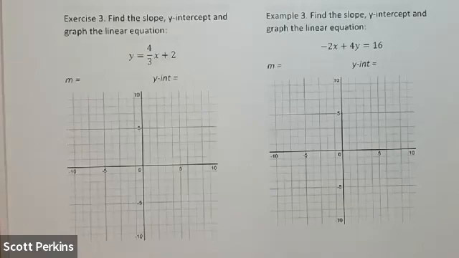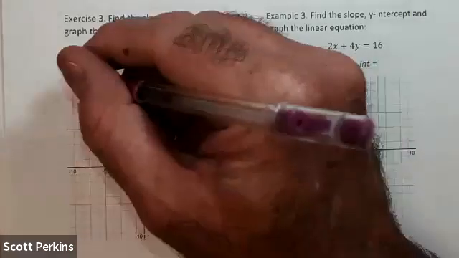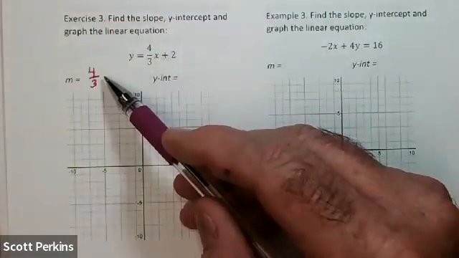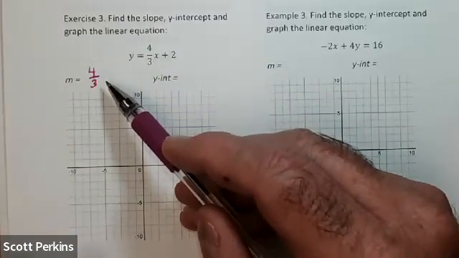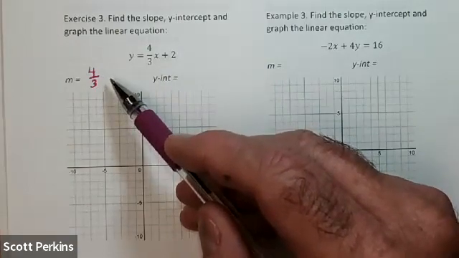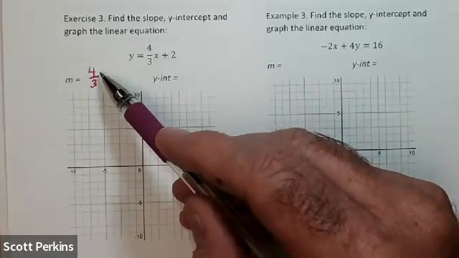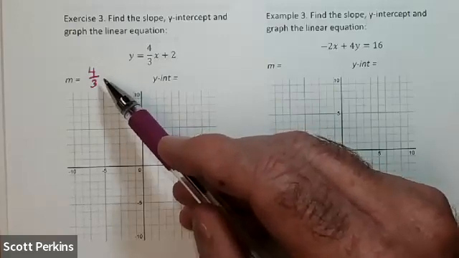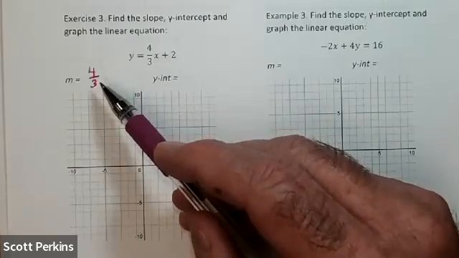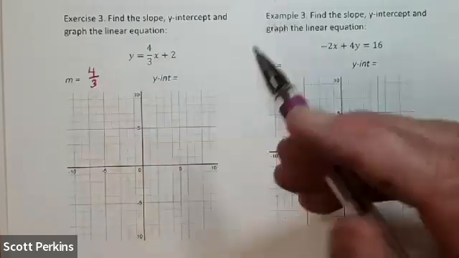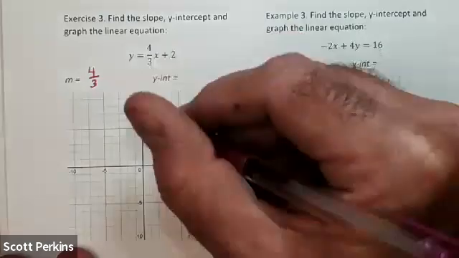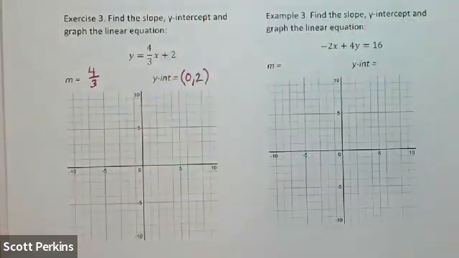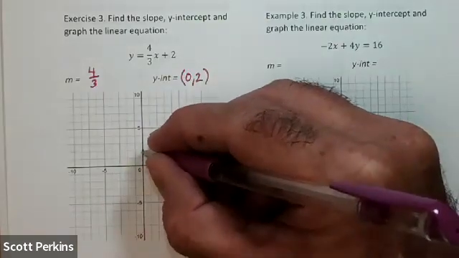What did you write down for the slope? 4/3. By the way, just as an aside, if you're writing an x there, the x is not part of the slope. Okay, there's no variable in the slope. The slope is a constant. So if you're writing the x, erase it. Okay, there is a deduction for that because the slope is just 4/3. It is not 4/3 x. And then the y-intercept is 0, 2. Great job. So I'm going to plot that point 0, 2 right there.